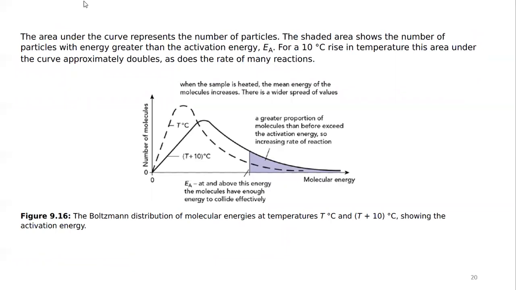So see like T, and then T plus 10 means 10 degrees higher. So here there is more chance. So the number of molecules that have enough energy for effective collision increases. So there is more chance for chemical reaction to happen. Okay, you get it? Yeah.